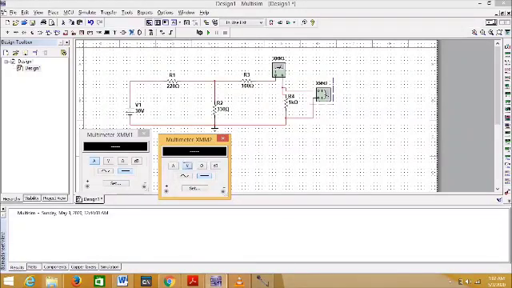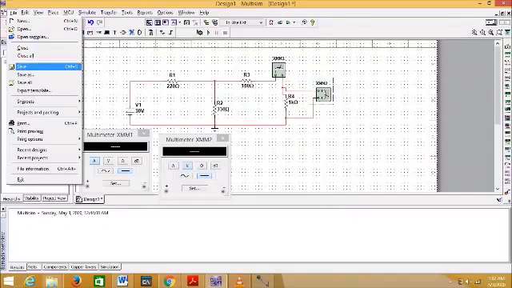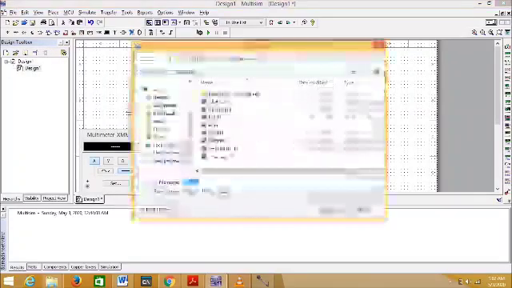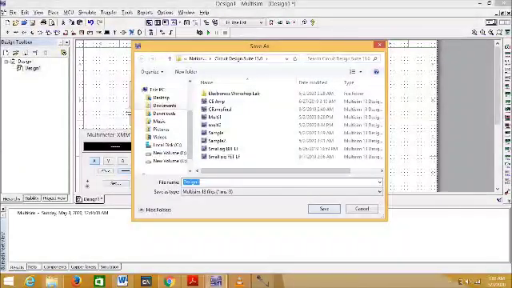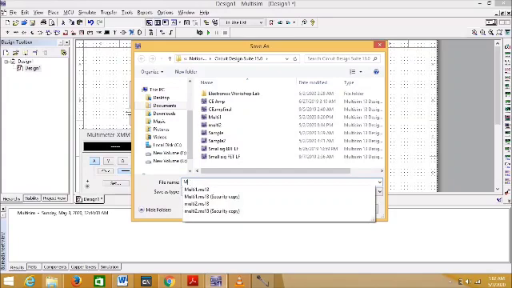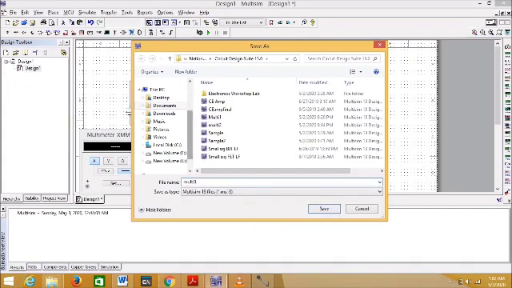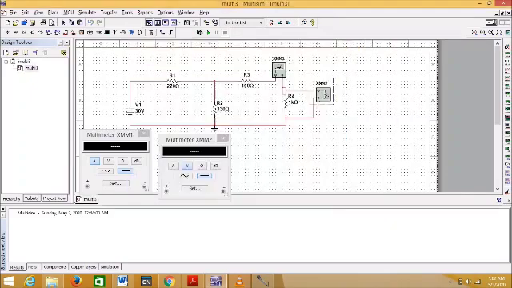So to this circuit, I need to save this file, right? So save. So what was the name that I have to give? So I may be giving multi3. So I'm saving this file as multi3. So I have saved it.